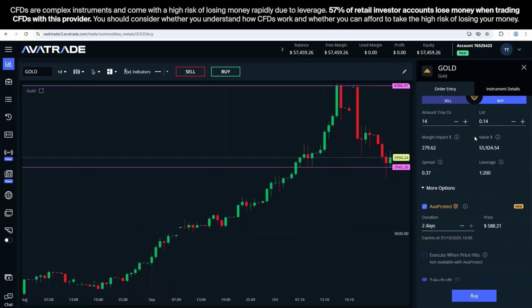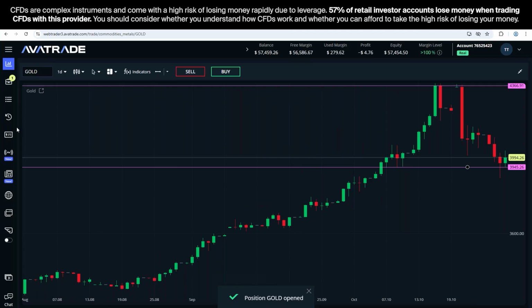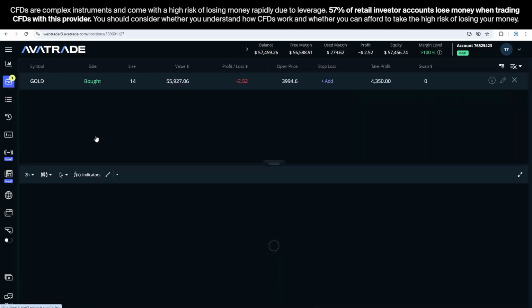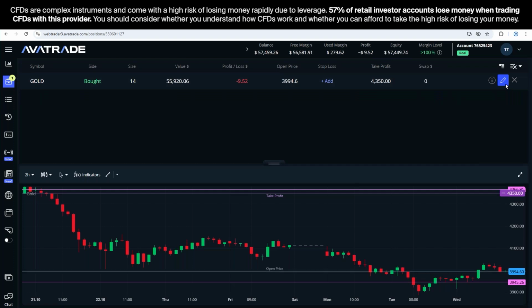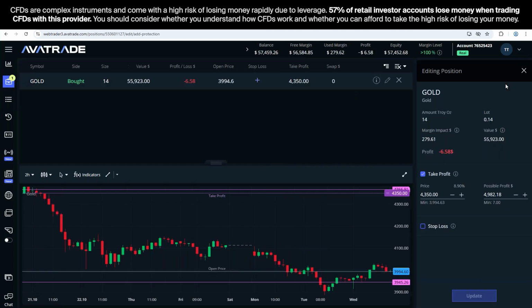Okay, so if I like that setup, then I'm good to go. My trade is activated. It's a market move. I'm already in the market, and I don't have to worry about a stop loss for now. Later, I can go where I can edit the position, and I could add a stop loss if I wanted to. Right now, I don't have it because I have 2 days of protection.